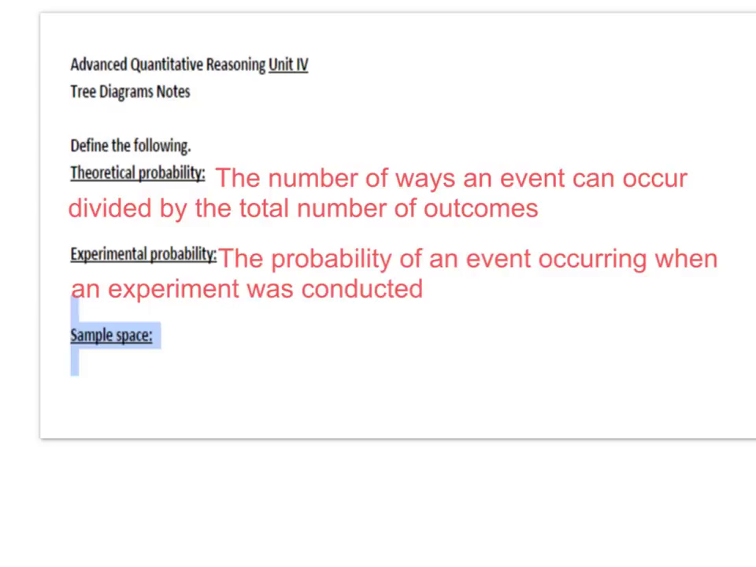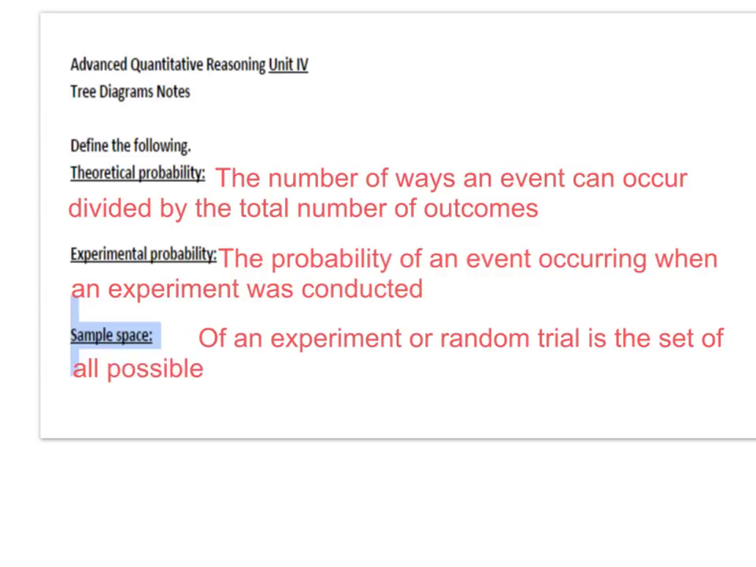The last definition that we have is sample space. With sample space, what you're talking about is the set of all possible outcomes or results of that experiment. Pretty much when you discuss sample space, you are talking about the sample space of an experiment or random trial. So, the sample space of an experiment or random trial is the set of all possible outcomes or results of that experiment.